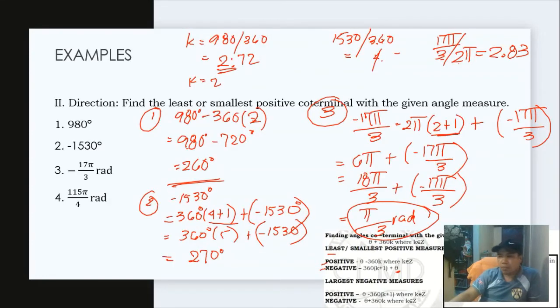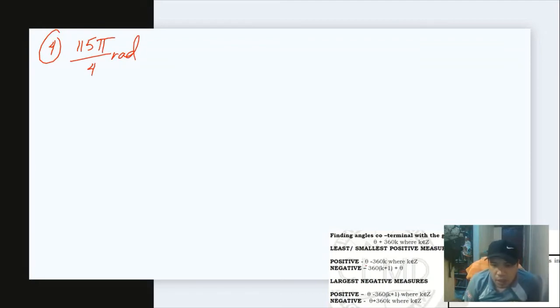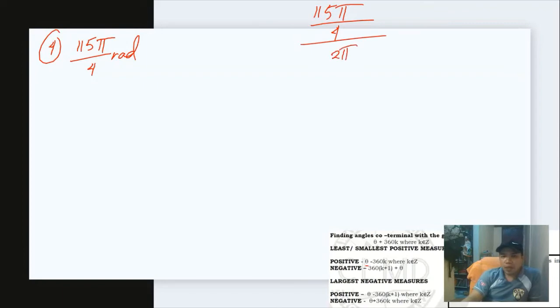Number 4. 115 pi over 4. So for the positive is yan minus 3 2 pi. Then ilang 2 pi meron din. So 115 pi over 4 all over 2 pi. 2 pi over 1. Yan. So inside, outside, so that is 115 pi over 8 pi.